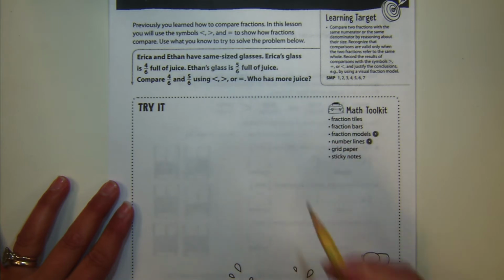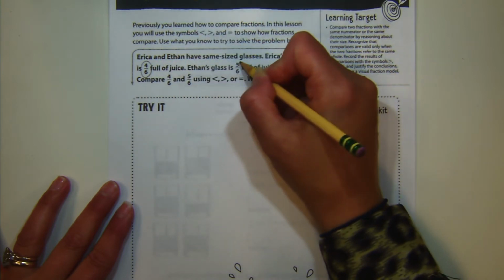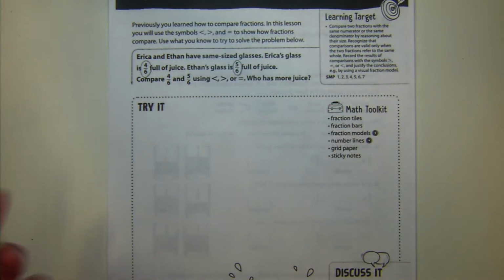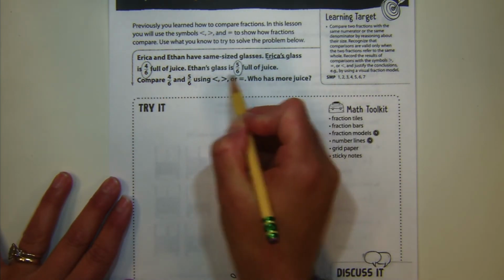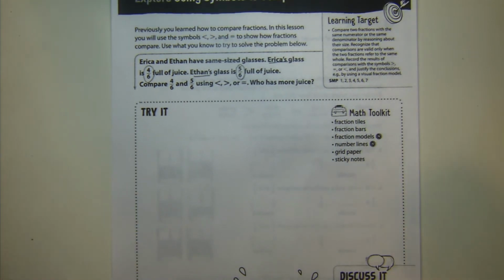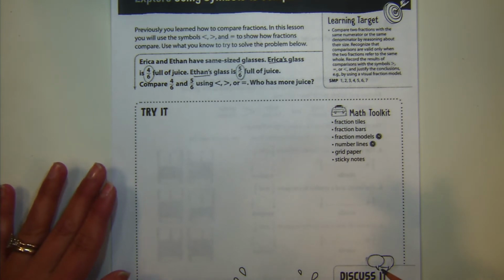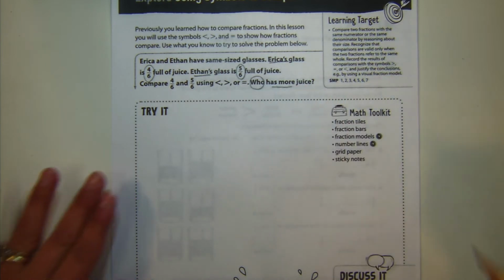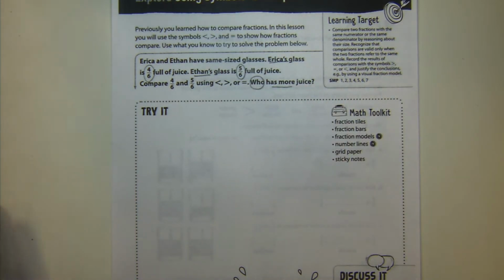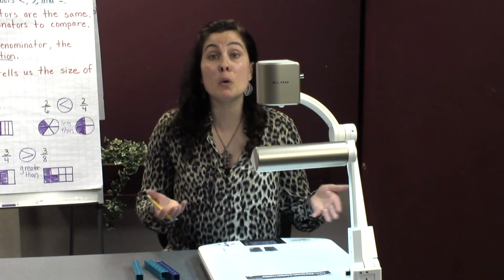Who has more juice? I'm just going to circle the two fractions that I'm going to be looking at. I'm going to be looking at 4/6 for Erica and 5/6 for Ethan. So it's important that I look at that and I'm clear on whose cup is which. Then I want to circle the words "who has more" so that I understand that my answer is not going to be a fraction, but it's going to actually be a name of who has more.